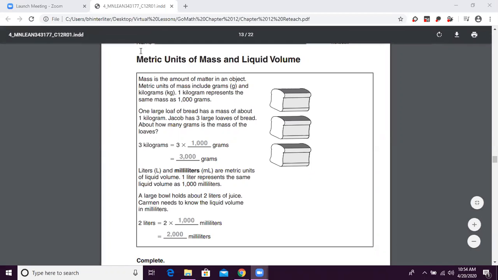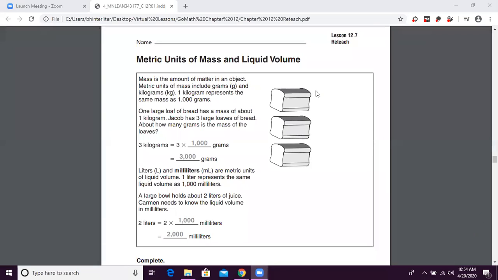So this week, we're working with metric units of mass and liquid volume. So let's take a look here. Mass is the amount of matter in an object. Metric units of mass include grams, labeled as a lowercase g, and kilograms, labeled as a lowercase kg. 1 kilogram represents the same mass as 1,000 grams.